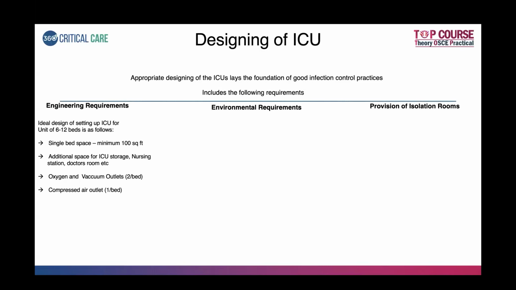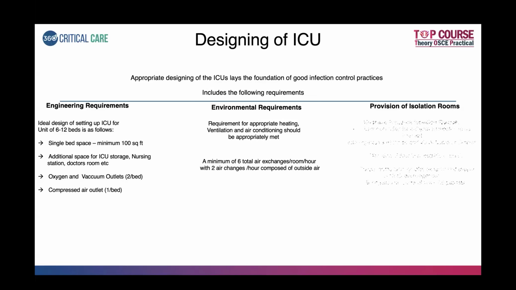So it has to be at least 100 square feet. There should be additional space for ICU storage, nursing station, and doctor's room. Oxygen and vacuum outlets, there should be two per bed, and a compressed air outlet, it should be one per bed. Then environmental requirements, requirement for appropriate heating, ventilation, and air conditioning should be met. Minimal of 6 total air changes per room per hour, with 2 air changes per hour composed of outside air. So that should be the amount of air changes that should be there.